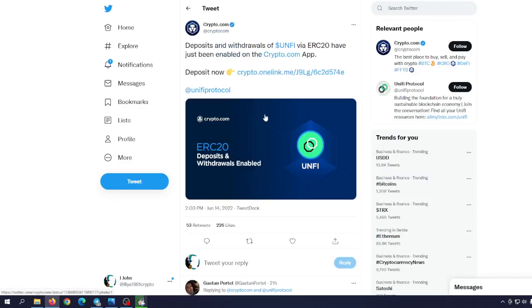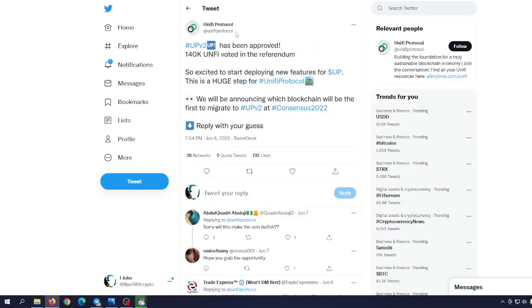Speaking about great exchanges and platforms, deposits and withdrawals of Unifi via ERC20 have just been enabled on the Crypto.com app. So that's right, guys, on the Crypto.com app you can deposit and withdraw Unifi. One more great thing for Unifi.